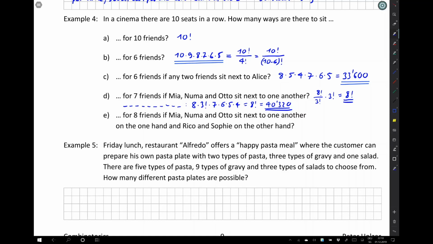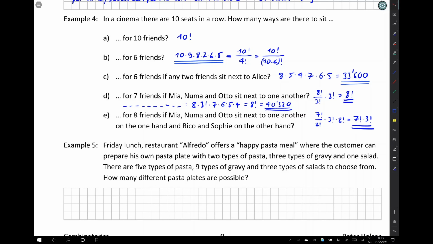Okay, let's get to example E. Taking Mia, Numa, and Otto as 1 person, and Rico and Sophie as another person on the other hand, we get now that we have 7 seats and only 5 persons, so we get the number of arrangements to be 7 factorial divided by 2 factorial, and again we split then Mia, Numa, and Otto, so there are 3 factorial arrangements for them, and Rico and Sophie, so for them there's 2 factorial arrangements, so we get the final result 7 factorial times 3 factorial.